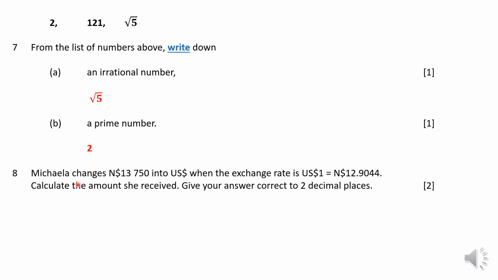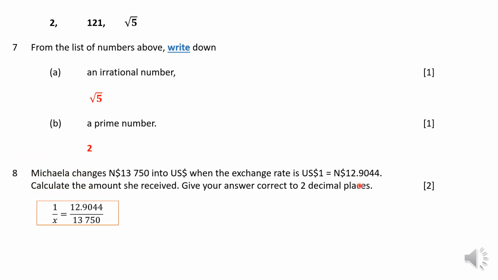Question 8, Mike Heller changes 13,750 US dollar, and the exchange rate at that time was 1 US dollar is equivalent to 12.9044 Namibian dollar. You're supposed to calculate the amount she receives. Now you expect the amount she receives to be in US dollar, and since the US currency is stronger, what you expect in reality is an amount that is far less than what you're dealing with, right? Because if 1 US dollar is equivalent to 12, then you can say, I need to take this 13,750 and I must divide it.